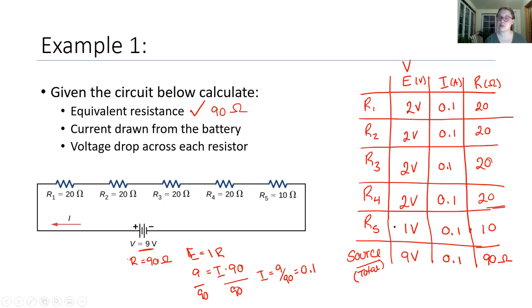So there's just a couple of things you can use to check. I like double checking a couple of methods. But I really like to be able to put my information in, and then for each line or each resistor, use Ohm's law.